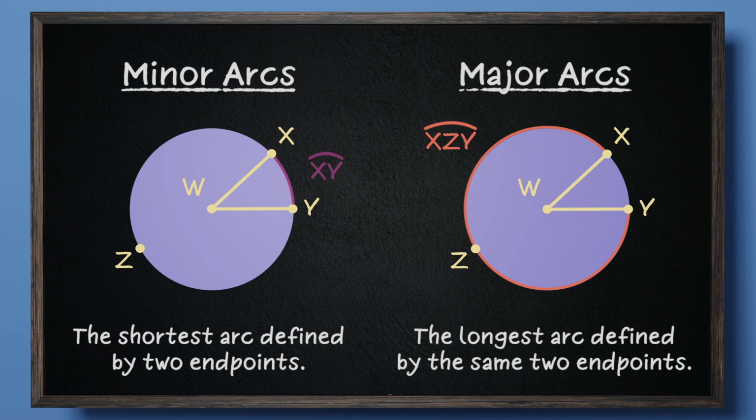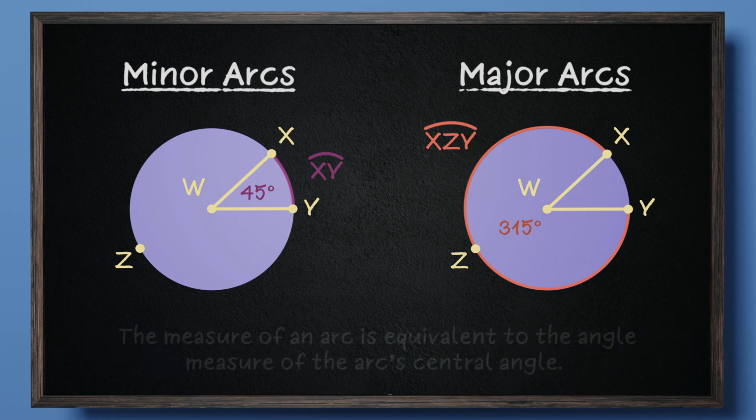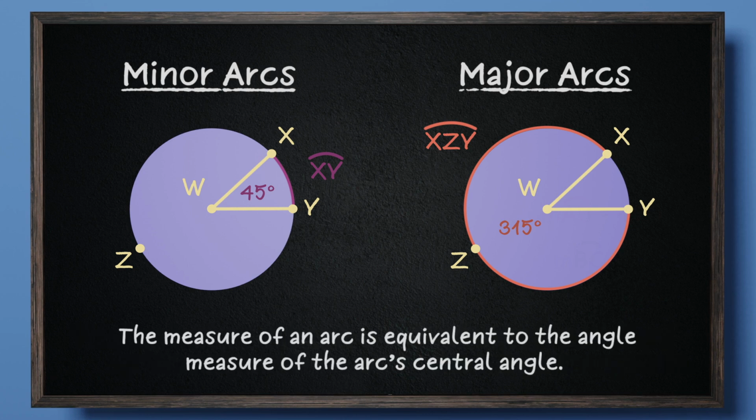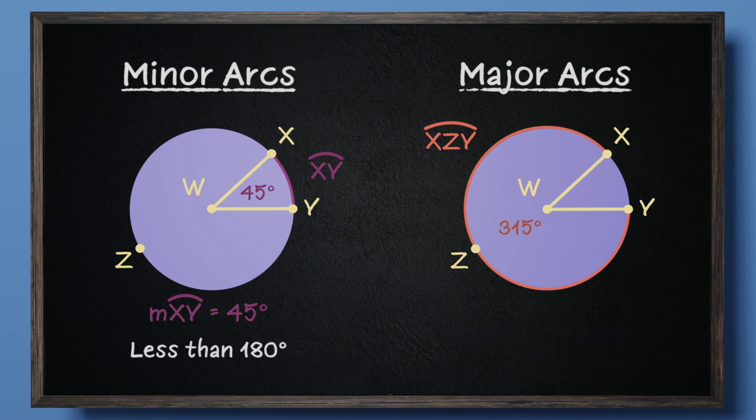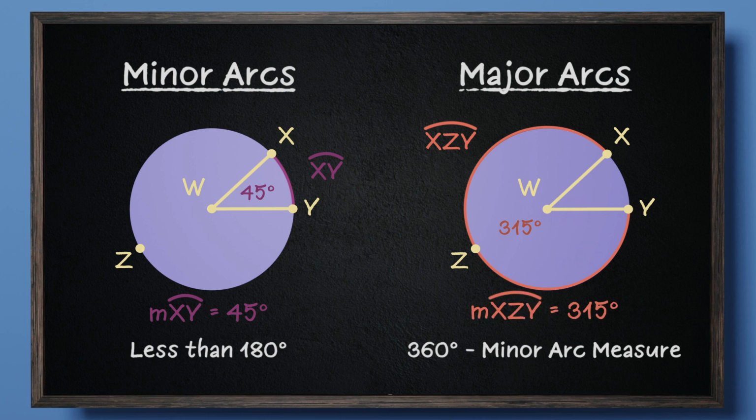For now, look back at arc XY. The central angle, XWY, has a measure of 45 degrees. As it turns out, the measure of an arc is equivalent to the angle measure of an arc's central angle. The measure of arc XY is equal to 45 degrees. Minor arcs are always less than 180 degrees, while major arcs are always equivalent to 360 degrees, minus the angle measure of its related minor arc. Therefore, the major arc XZY is equivalent to 360 minus 45, equaling 315 degrees.